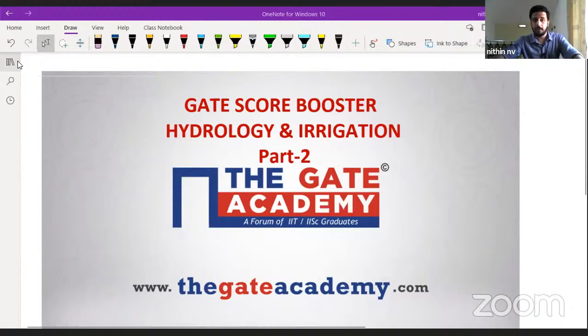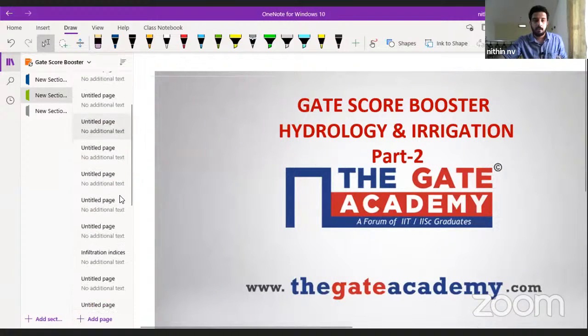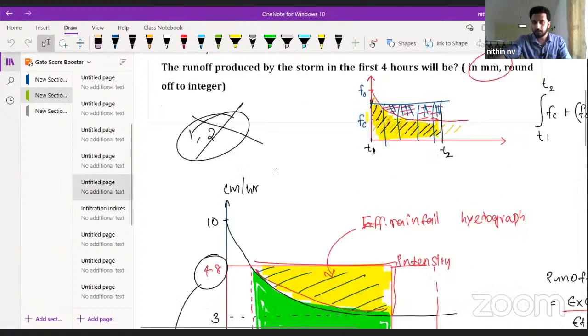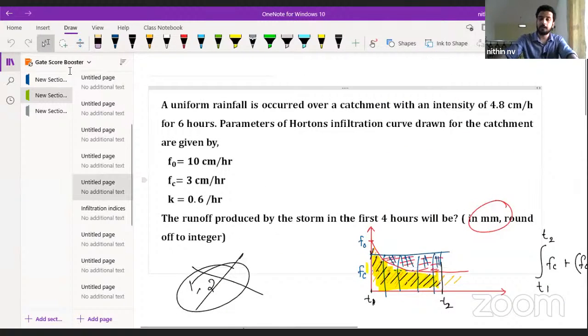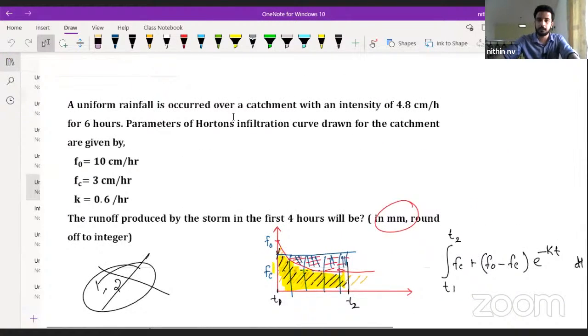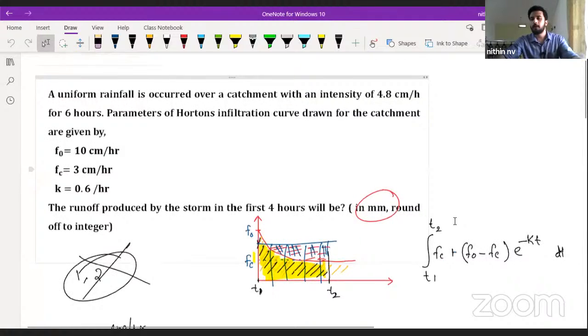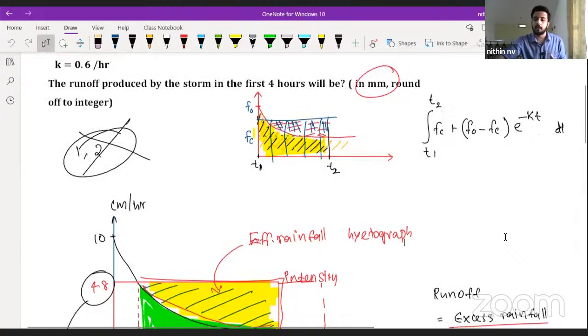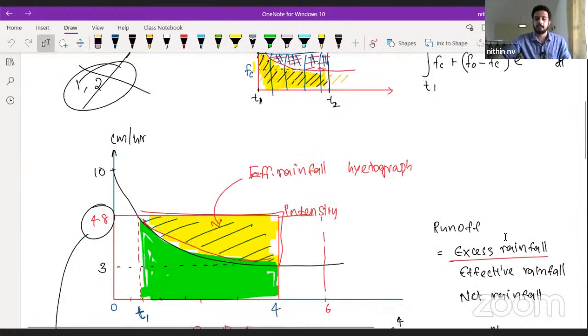So where we have ended in the first part is, I think, in this infiltration, right? We have calculated the runoff using Horton's infiltration curve. So I hope you have gone through those questions. Those who missed the first part also, I hope you know this concept. So what is actually happening? The rate of infiltration keeps on decreasing exponentially. So Horton has given one equation also for that exponential decrement in the rate of infiltration.